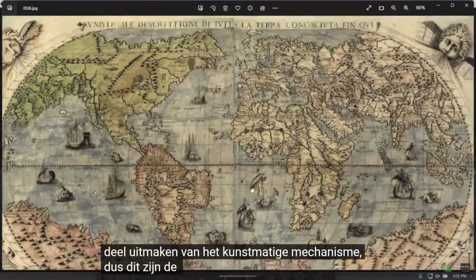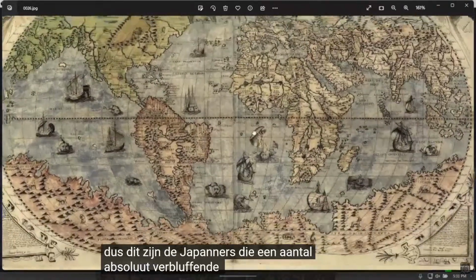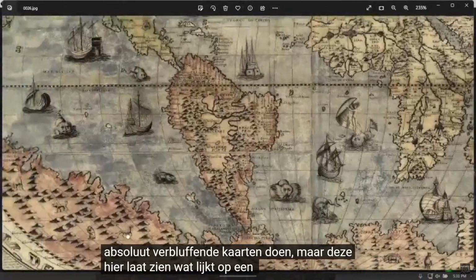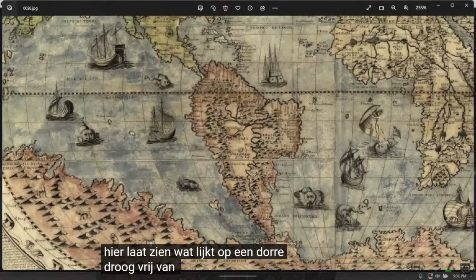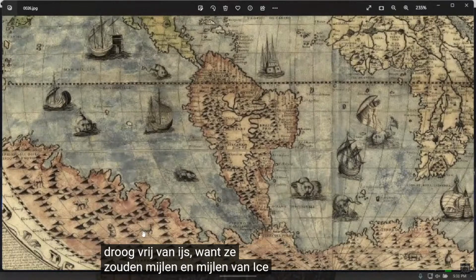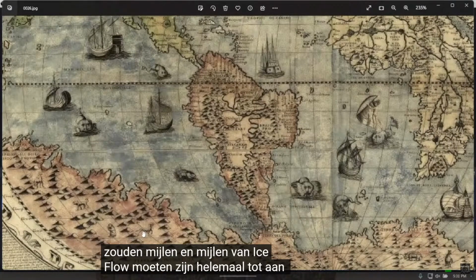So the Japanese do some absolutely stunning maps, but this one here is showing what looks like an arid, dry land, free from ice, because there's supposed to be miles and miles of ice flow all the way to the ice wall.